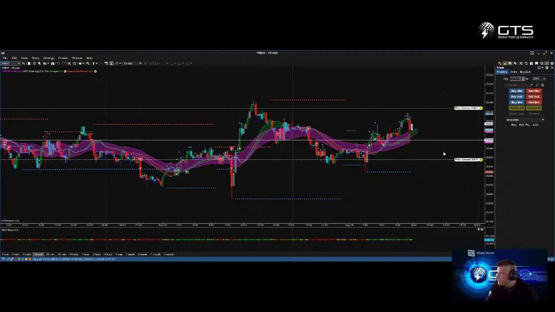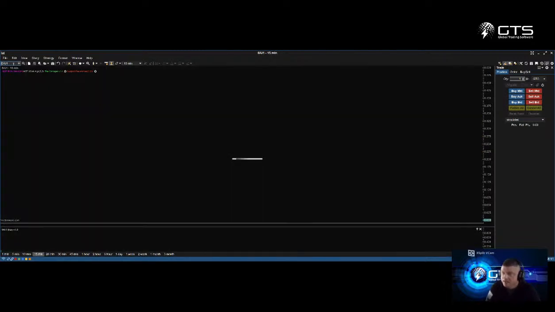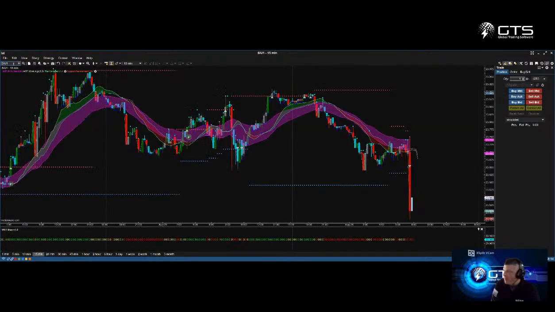Let's see here. All right, there's our range right there. There's our lower. Here's our upper. So we're looking for a break of that right there. So we got YM set, RTY set, NQ set. Let's look at silver. All right, Paul. Y'all enjoy yourselves. Make some money. We'll do the same.